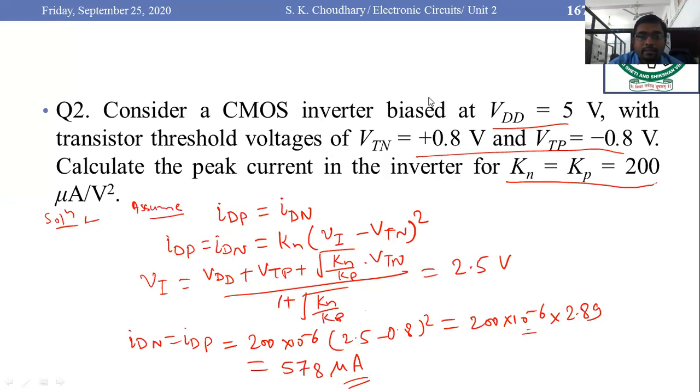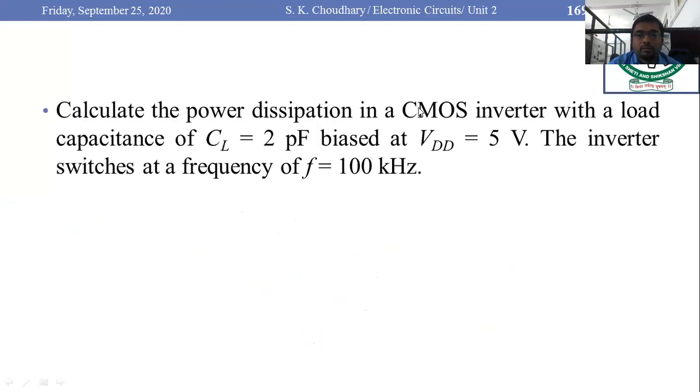Now we will move to the third numerical. The third numerical is: calculate the power dissipation in a CMOS inverter with the load capacitance of CL equal to 2 picofarad, biased at VDD equal to 5 volt. The inverter switches at a frequency of F equal to 100 kilohertz.